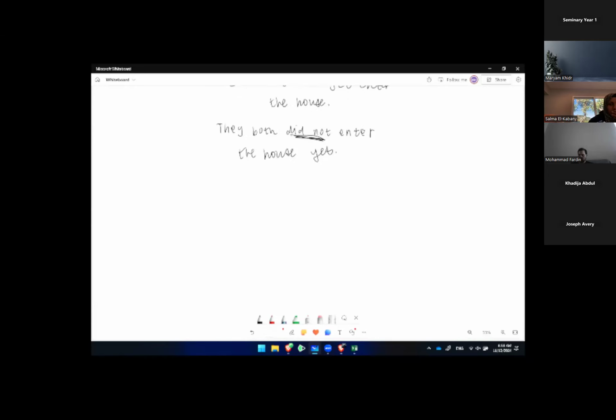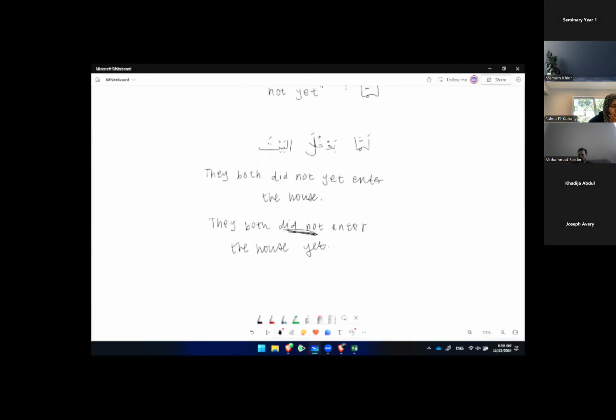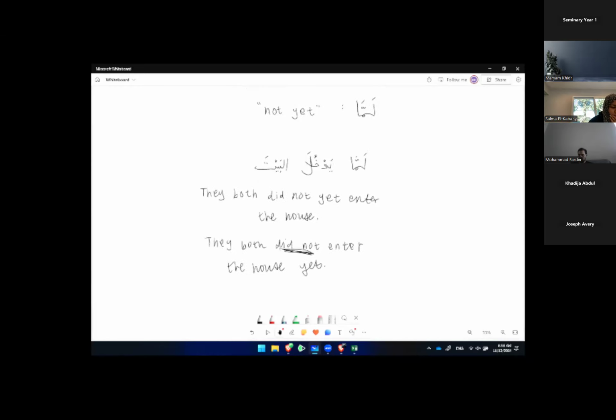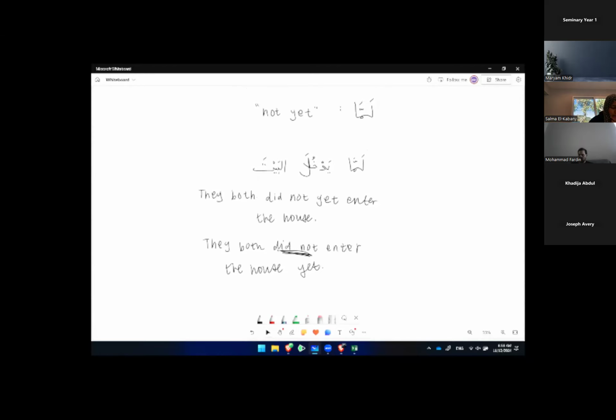Okay. May I ask a question? Yes. For lamma, can you just translate it as when they enter the house? So how would I translate lamma yadkhul al-bayt? When they both enter the house, such and such.